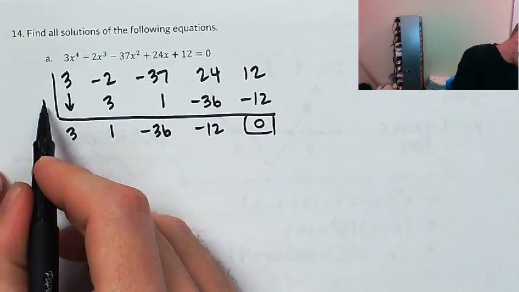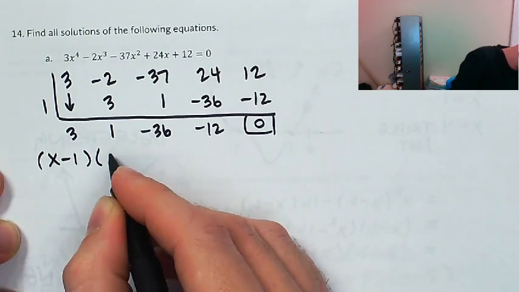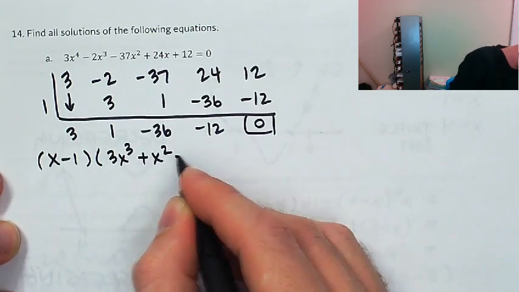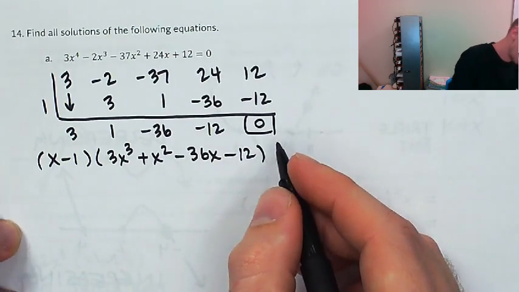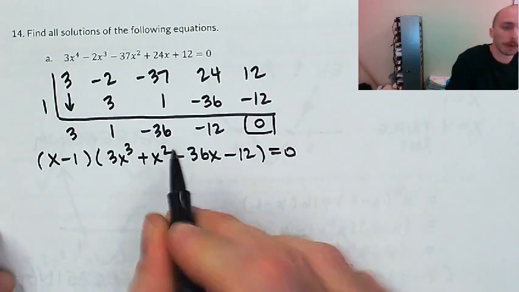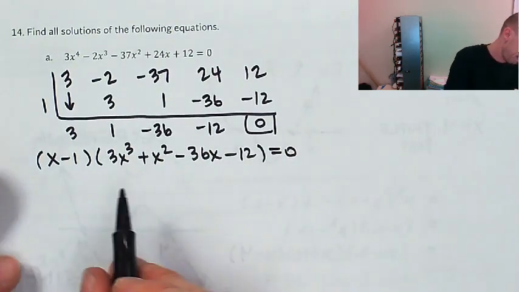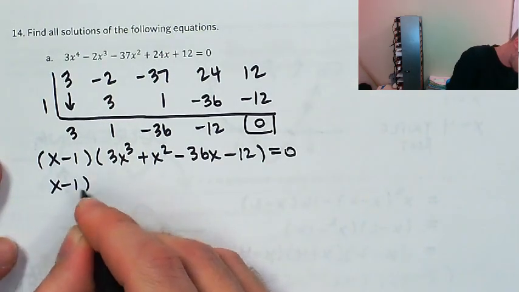So we're going to go over here, and I have this x minus 1 that I divided out, and then I'll have 3x to the 3 plus x squared minus 36x minus 12. Okay, and this is still equaling 0 because I'm trying to solve this equation. Okay, then I'm going to do group and factor.